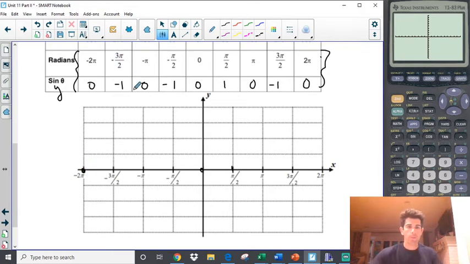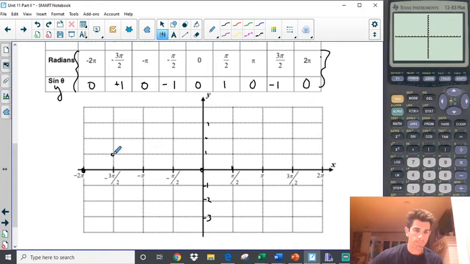At negative 3 pi over 2, we're at negative 1, all right? So, no, that's positive 1. Change that. See, they're opposite. So this would be 1, this would be 2, this would be 3, this would be negative 1, this would be negative 2, this would be negative 3.